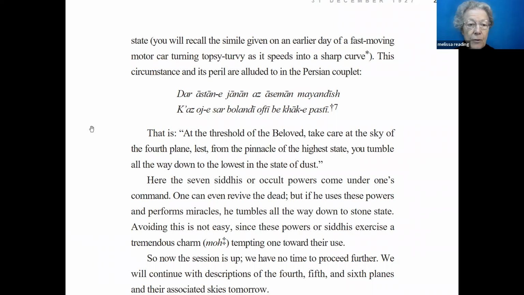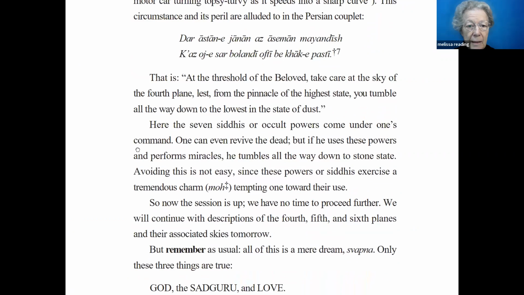All the way back to stone state. You will recall the simile given on an earlier day of a fast-moving motor car turning topsy-turvy as it speeds into a sharp curve. This circumstance and its peril are alluded to in the Persian couplet.